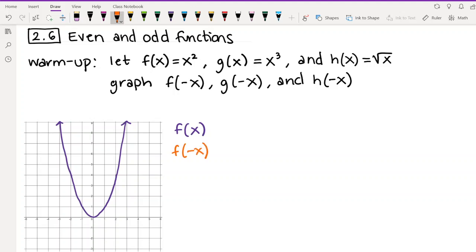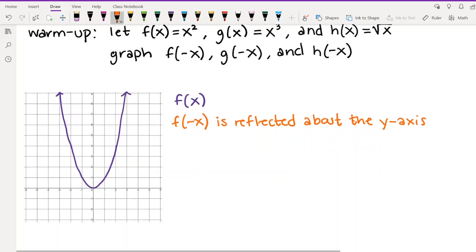Well, it would be reflected about the y-axis, right? Because we're negating the input, and so it's a horizontal reflection, which means we're reflecting over the y-axis. So let's try to sketch what that would look like. If we took this graph, f of x, and we reflected it over the y-axis, well, we would get the exact same graph, right? I'll draw it here, but it would look exactly the same as the original graph.